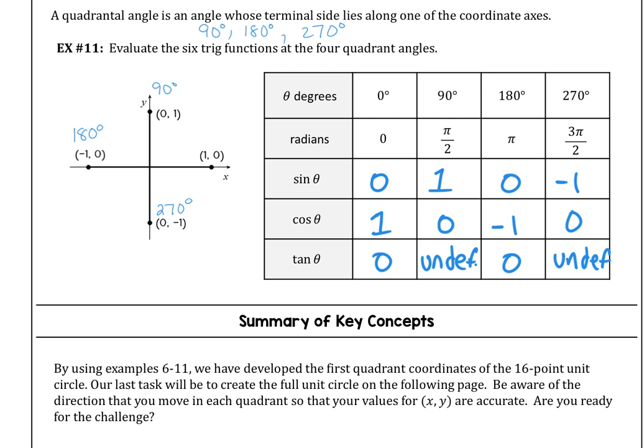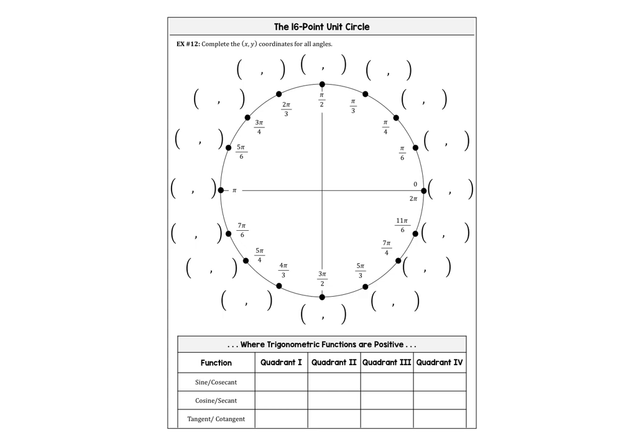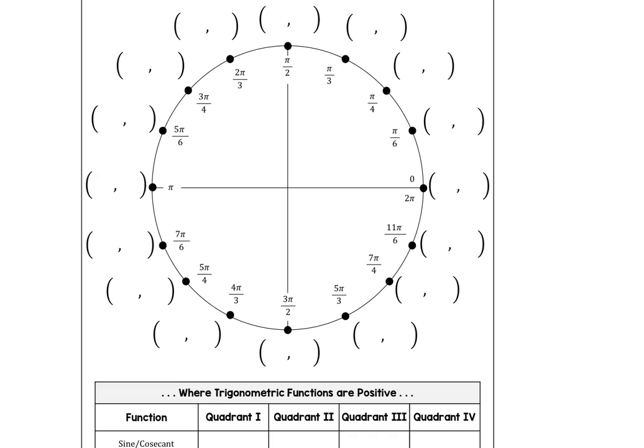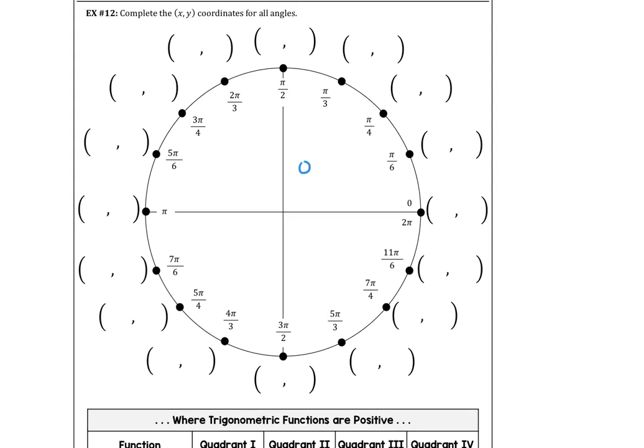And so what we're going to do now is we're going to take all that, we're going to develop our unit circle. And so here's the unit circle, 16 points. Yes, you do have to memorize it, okay? And just to remind you that this is quadrant 1. This would be quadrant 2. This is quadrant 3. And this is quadrant 4.